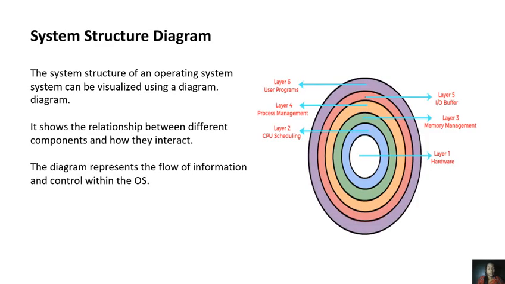System structure diagram. So, the system structure of an operating system can be visualized using this diagram. It shows the relationship between different components and how they interact. The diagram represents the flow of information and control within the OS.